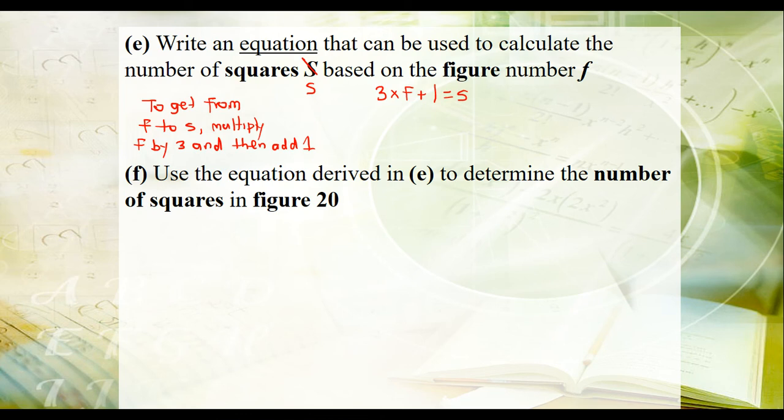Okay, now we can rewrite this. I'm just going to put S on the left-hand side of the equal sign. Now we don't have to show this multiplication operator. We can just write down 3F, because the multiplication operator is implied, and then 3F plus 1. So my equation is S is equal to 3F plus 1. And then part F says use the equation derived in E to determine the number of squares in figure 20.